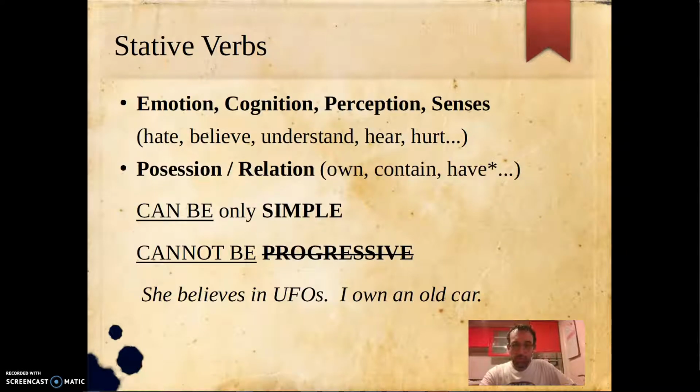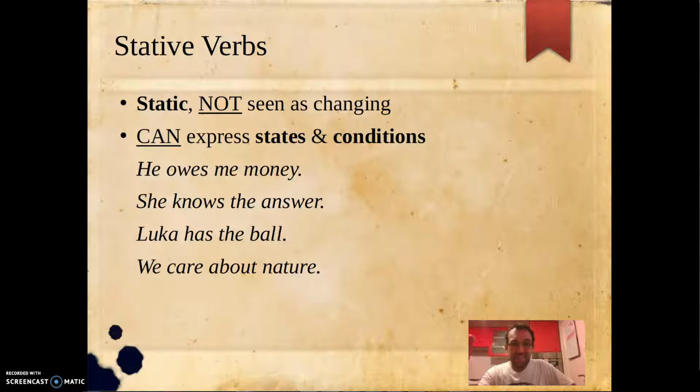Now, what's important here is that these verbs are seen as static, not as changing. The example with having, with owning, these things can change, but they are seen as being static, as not prone to sudden changes. And these verbs can express states and conditions. Examples are he owes me money. This is so until he pays me back. So until another action interrupts it, basically.